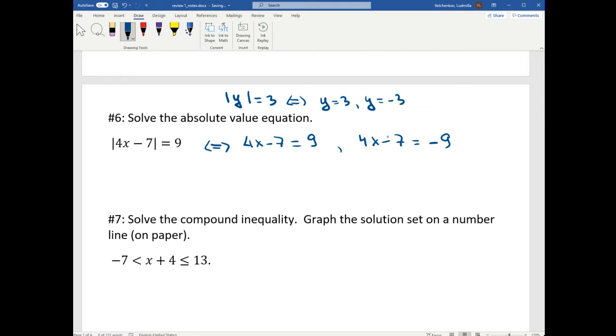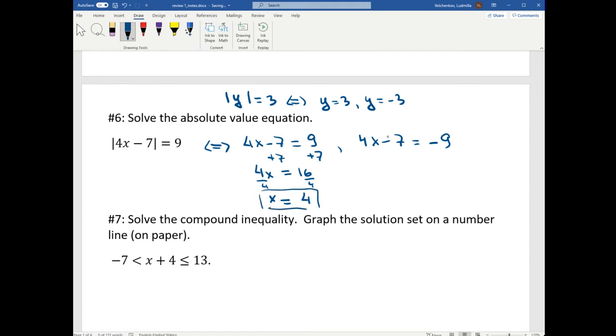So when we solve an equation, we isolate x on one side of the equation. So let us add 7 to the right and to the left. We get 4x equals 16, and then we divide by 4 on the left and on the right. X equals 4. This is the first solution.